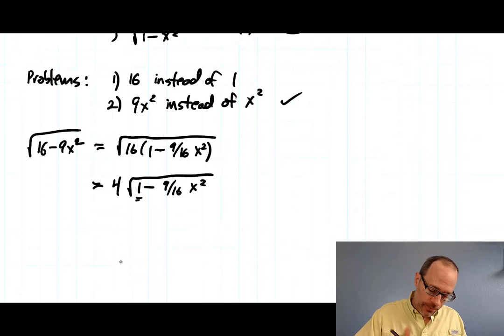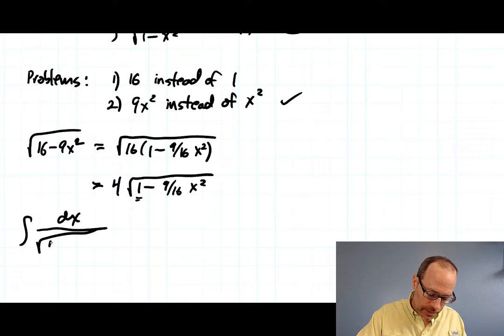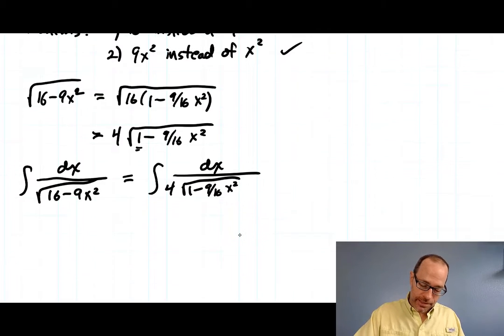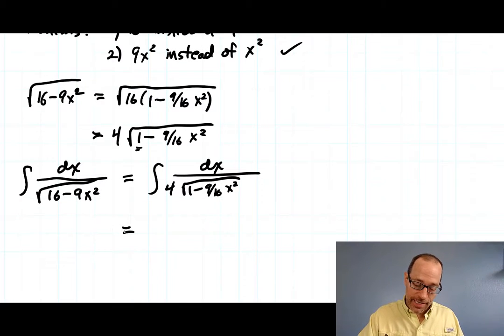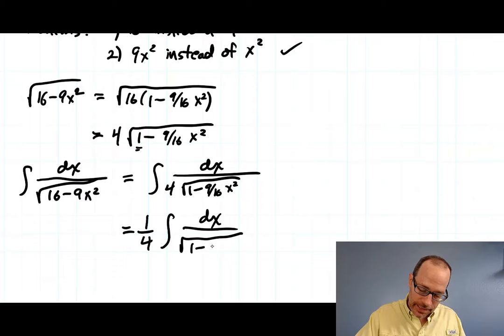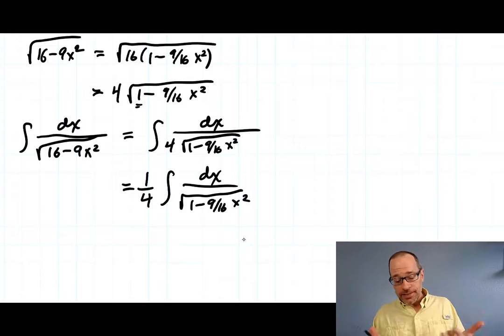So here was the original problem, the integral of dx all over the square root of 16 minus 9x squared, and what we did was factor out that 4 in the denominator, like this, 1 minus 9/16 x squared. And as I said, that constant, 1/4, comes out of the integral because it's a constant. So it changes it to this. Now this we know how to do.